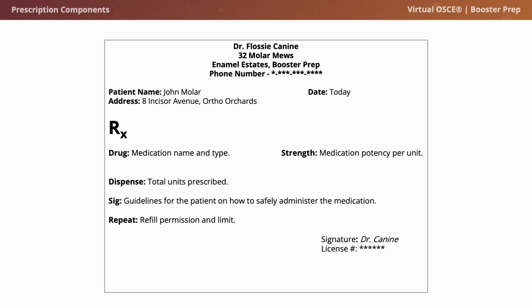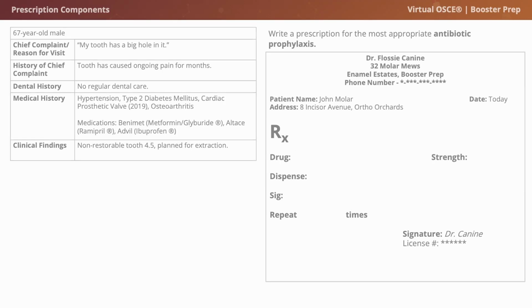So sometimes there are medications in which you'll be able to give the patient the authorization to refill the prescription on an as-needed basis, and so you'll specify that over here. And the other components of the prescription, including the name, the address, signature, license number, etc., date, those are all going to be filled out for you. And so just focus on the parts in bold. So let's go over one example right here.